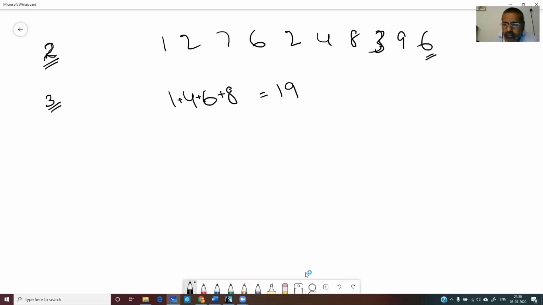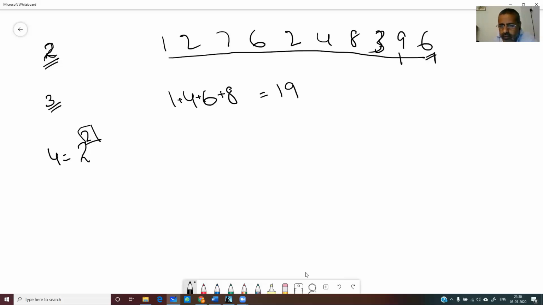Before we get into something else, let's look at 4. 4 is actually 2 squared. So is this number divisible by 4? How do you say whether this number is divisible by 4? You don't have to divide everything. Because the power here is 2, you look only at the last 2 digits. If the last 2 digits are divisible by 4, then this number is divisible by 4.